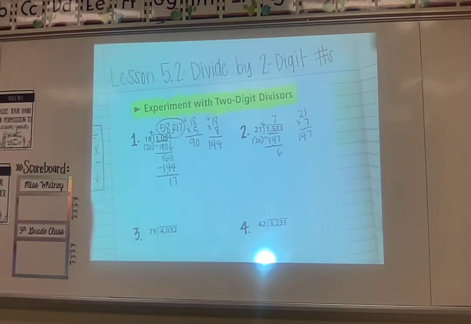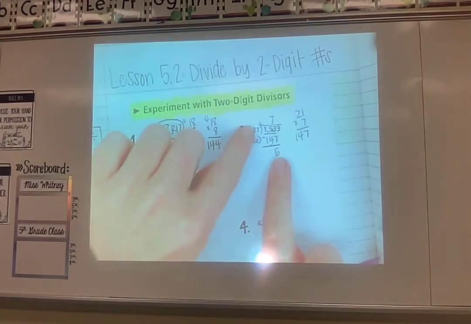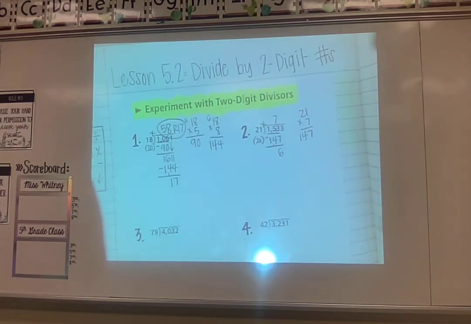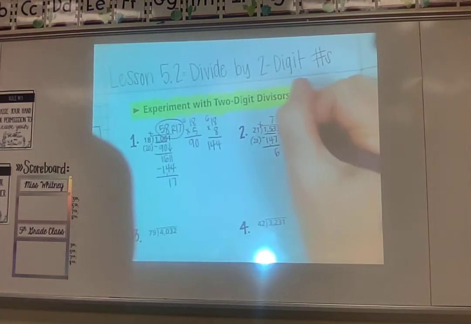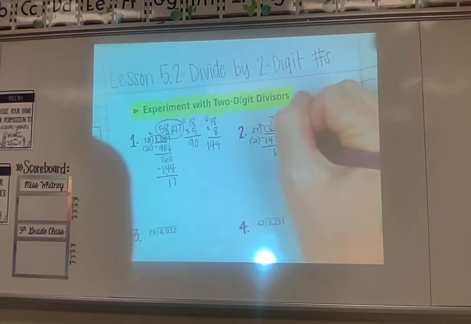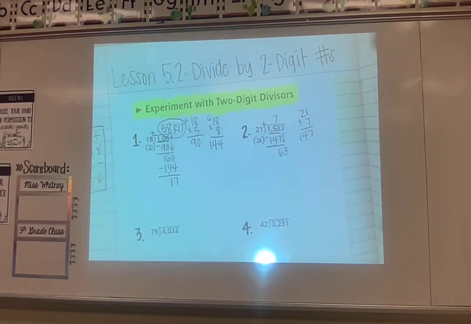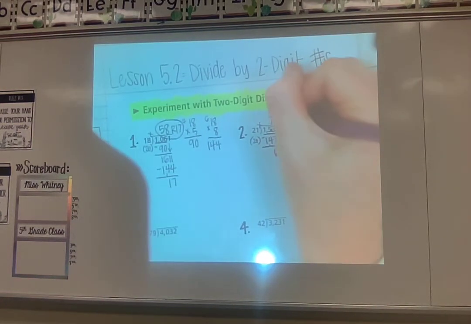Then remember, we want to do a little check. Is this smaller than this? Yes. So my 7 was right. We guessed correctly. Awesome. Now bring down that 3. And if I bring down, I have to go again. So remember, pretending like this is a 20. About how many 20s are going to fit into 63? Well, 20, 40, 60. I have 3 fingers up. So I think it's going to be a 3.